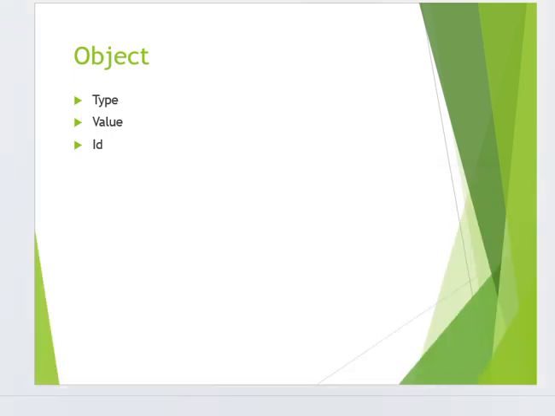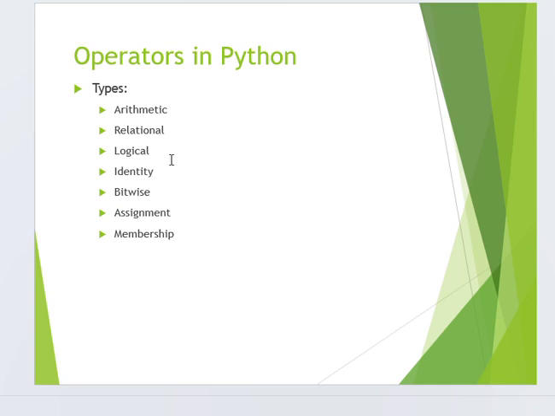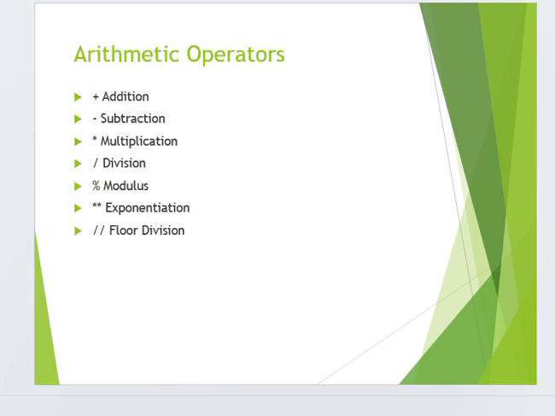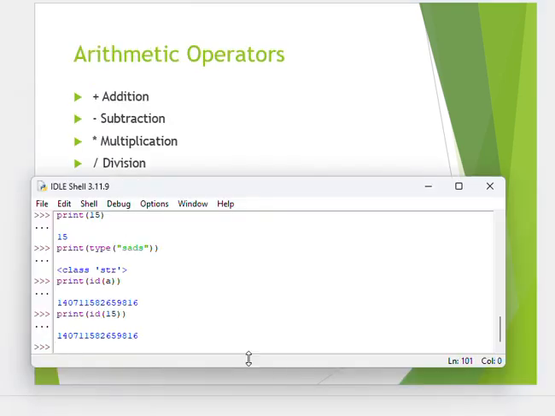Now the next one is operators. There are many types of operators in Python: arithmetic, relational, logical, identity, bitwise, assignment, and membership. We will go through them all one by one. I will show you all of them with examples. Addition is simple. It is going to add two values. Suppose I write 15 plus 23, it is giving 38. I can go with variables also.